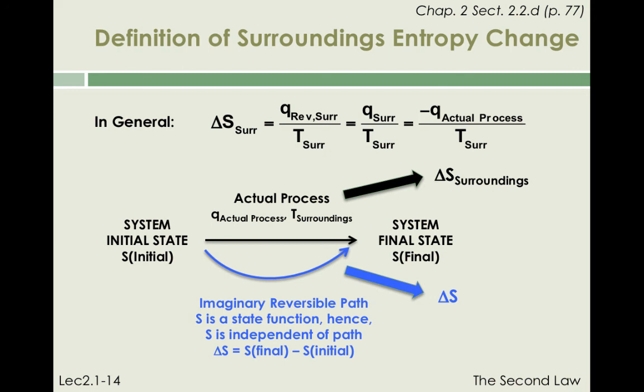So to summarize, to calculate delta S, that is the change in the entropy for the system, we need to imagine a reversible path and calculate the entropy change along that reversible path. On the other hand, to calculate delta S surroundings, we simply divide minus the heat for the actual process by the temperature of the surroundings.